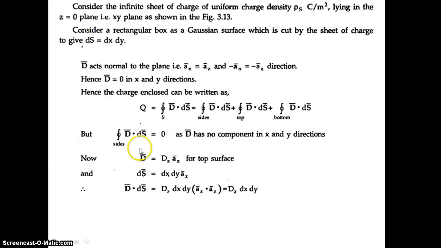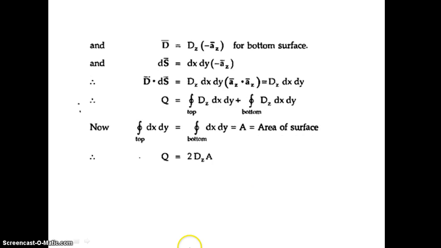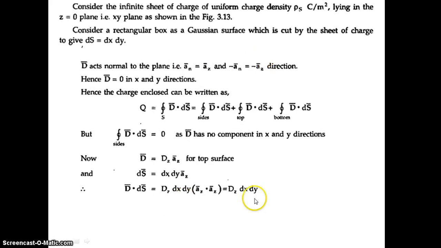So D dot dS equals 0 for the sides, since there is no component in the x and y directions. The only component present is the z component. So D dot dS equals Dz dx dy, az dot az. D equals Dz for the top surface, and minus az for the bottom surface, Dz dx dy.